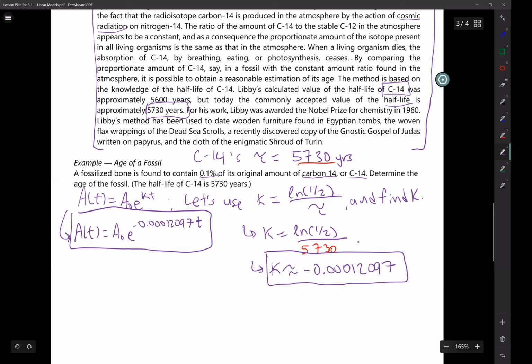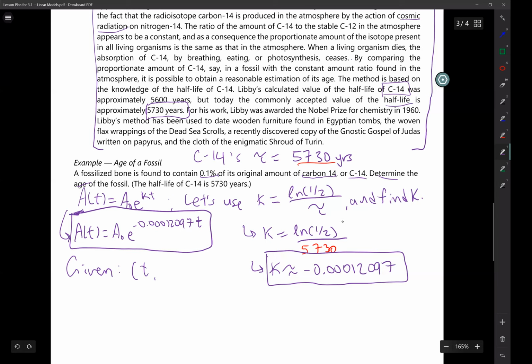Excuse me. It's the fires. All right. Okay, cool. So what are we going to do with that? Well, we always have to find the model first. And then once we have the model, once we have K and all that stuff, then we can answer whatever questions we want. So it wants to determine the age of the fossil. So we know that right now there's 0.1% of its original amount of carbon. We're given that right now we don't know the time, how old it is, but we do know that there is 0.1% left.